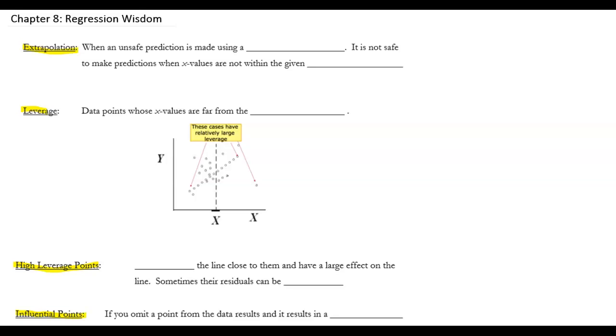Okay, an extrapolation, and you might have heard me talk about extrapolation some, and some of you started using it correctly. But now I'm expecting you all to know how to use it because we're talking about it and we're actually going to focus on this some. An extrapolation is when an unsafe prediction is made using a model. It is not safe to make predictions when X values are not within the given X range.